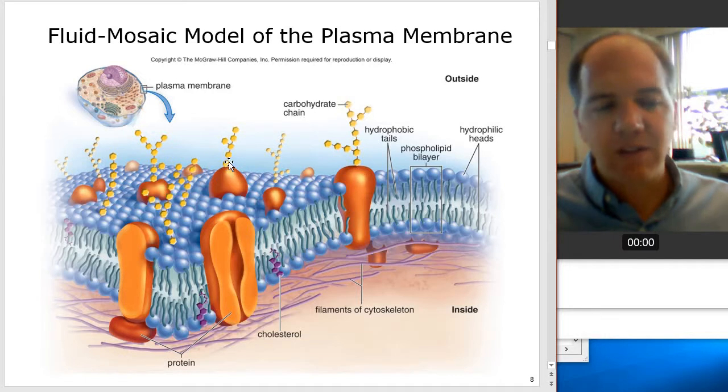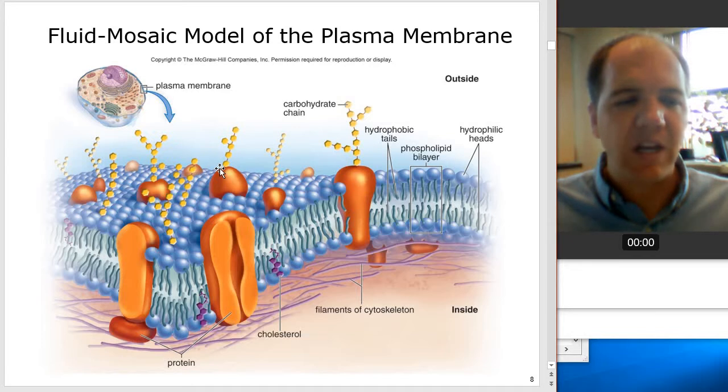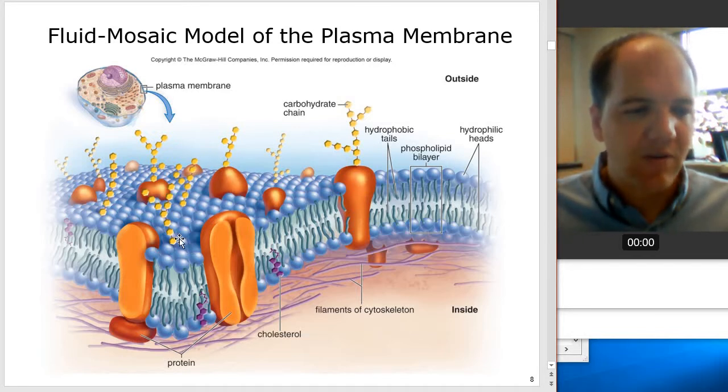Later we'll talk about things like blood type. You have a specific blood type, and your cells have that blood type because of these kinds of signals, these proteins and carbohydrate chains that identify that cell as a certain type. There are also carbohydrate chains just attached to the phospholipids themselves.